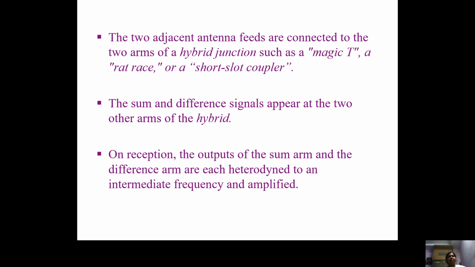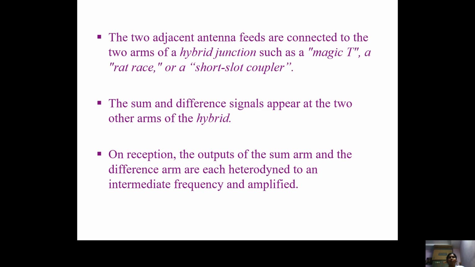The two adjacent antenna feeds are connected to the two arms of a hybrid junction, such as the magic tee, a rat race, or a short slot coupler. Any of these hybrid junctions can be used to generate sum and difference patterns of the antenna. The sum and difference signals appear at the two other arms of the hybrid. Since the hybrid junction contains four ports, two ports are used for giving inputs in the form of radio frequency signals, where we can get the sum and difference patterns of the antenna beams.